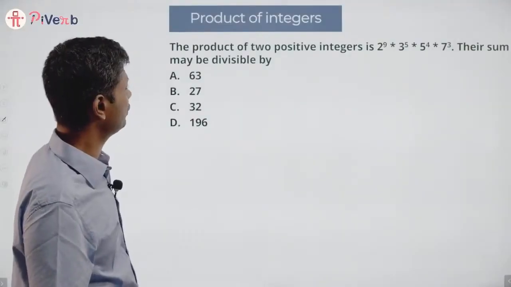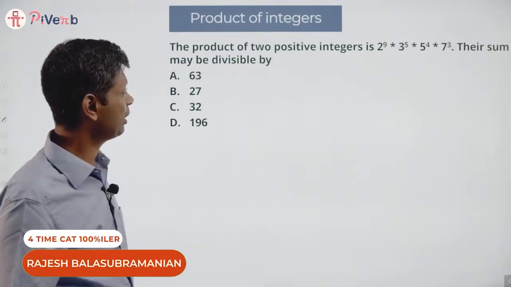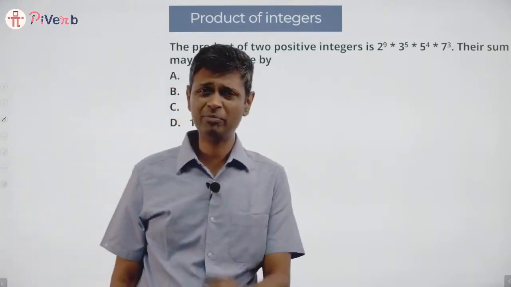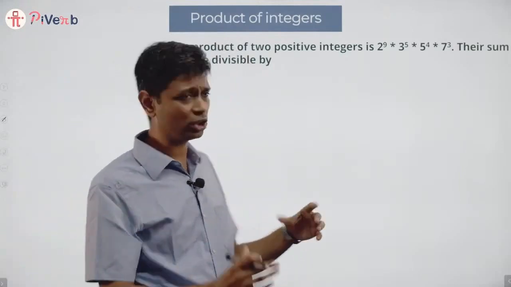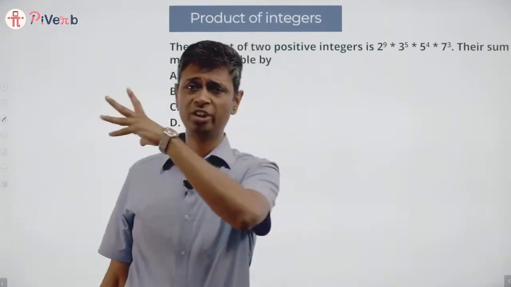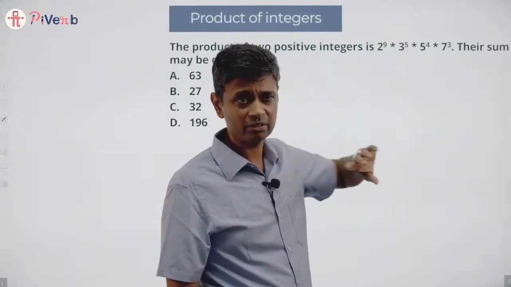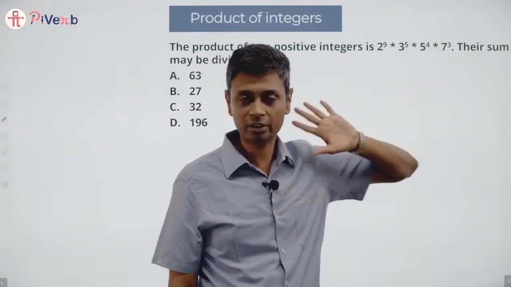The product of two positive integers is 2^9 × 3^5 × 5^4 × 7^3. This is the prime factorization. This product of these two numbers has nine 2's in it, five 3's, four 5's, and three 7's.